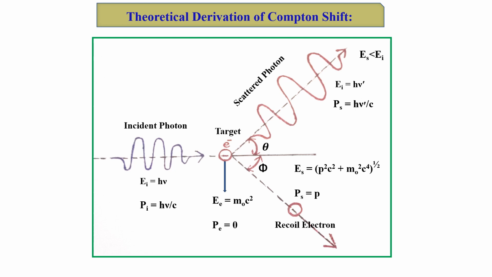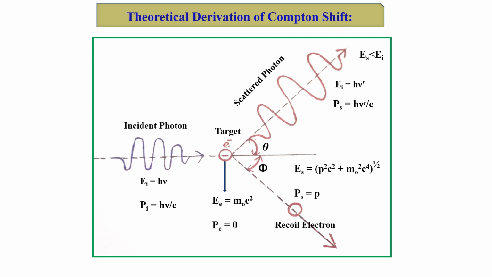So you can see in this diagram, when an X-ray photon collides with an electron, a part of its energy is imparted to the electron and the electron recoils with high velocity at angle phi with respect to the incident direction, and the photon is scattered at an angle theta with lower frequency nu dash. That is, during collision, the photon transfers some of its energy and momentum to the electron and is scattered with lesser energy in a particular direction.